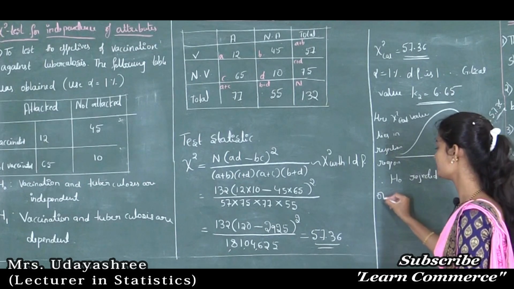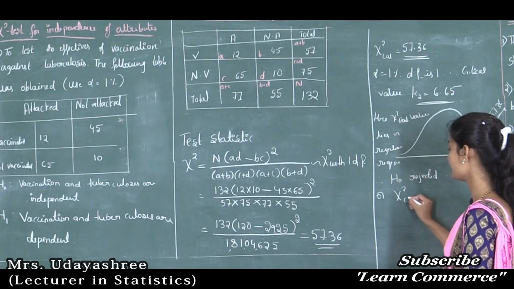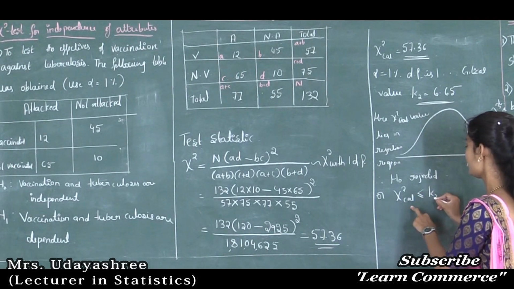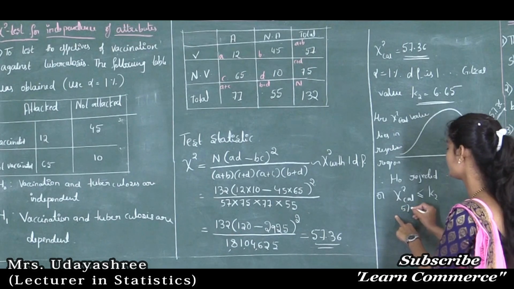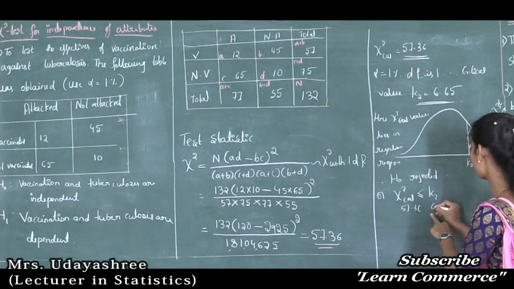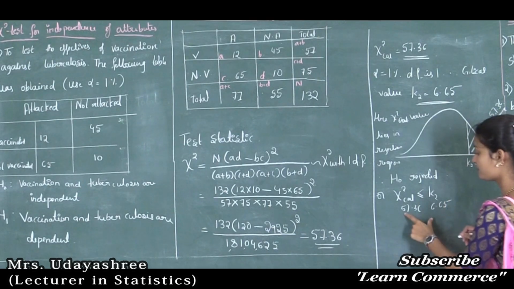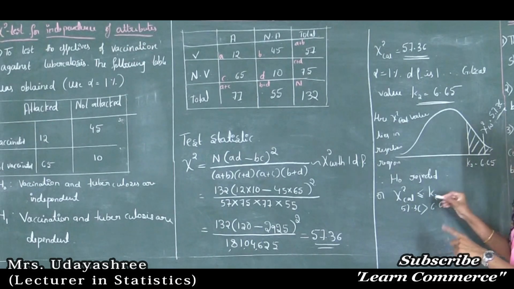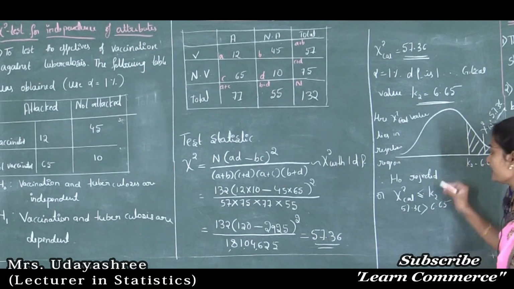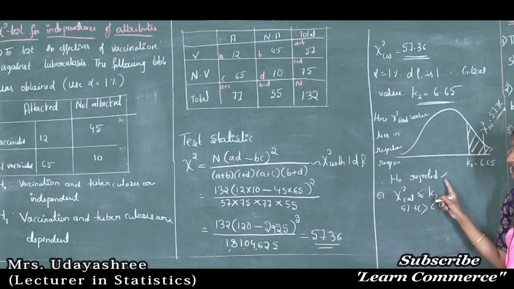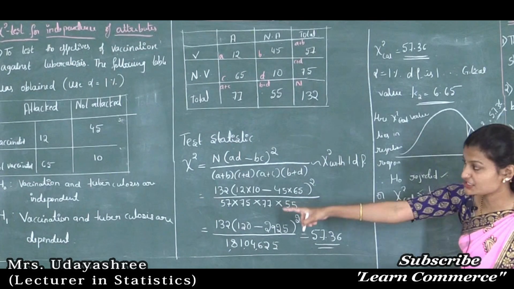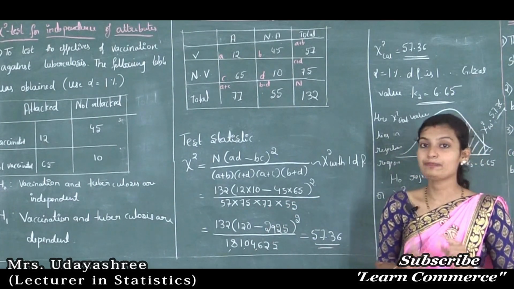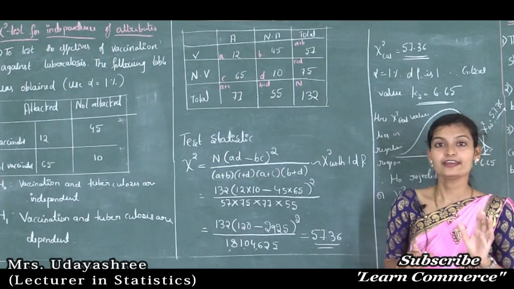Or one more condition is there. This is an upper tail test, and the condition is like this: chi-square calculated value less than or equal to K2. Here the calculated value is 57.36 and the K2 value is 6.65. See, 57.36 is greater than 6.65, so the condition is not satisfied. If the condition is not satisfied, H0 is rejected. If H0 is rejected, H1 is accepted. So what is H1 here? H1 is vaccination and tuberculosis are dependent, or vaccination and tuberculosis are not independent.